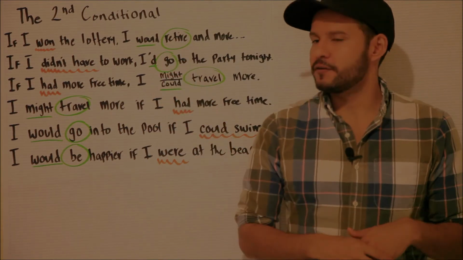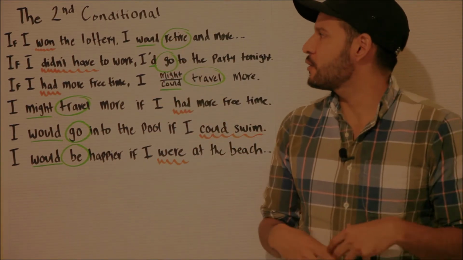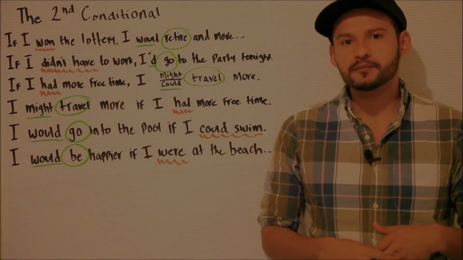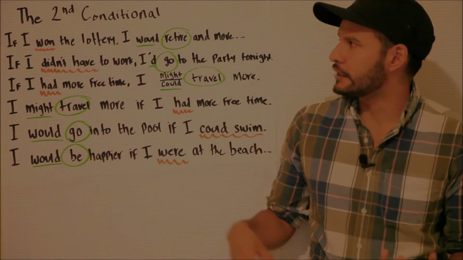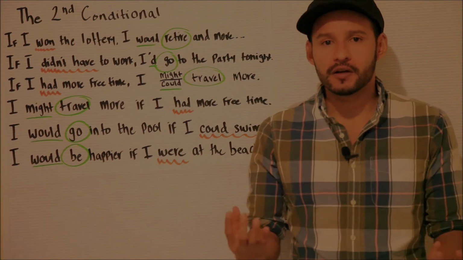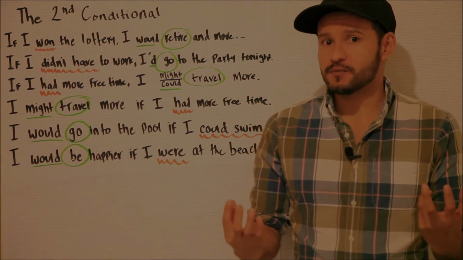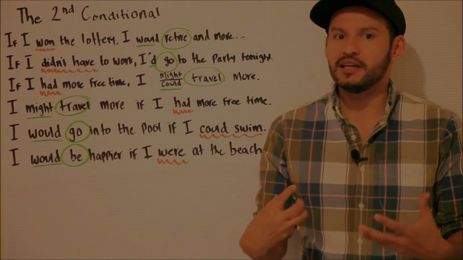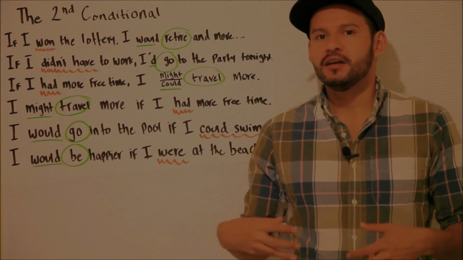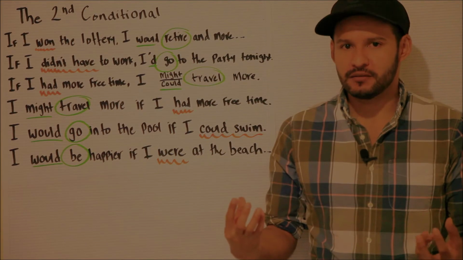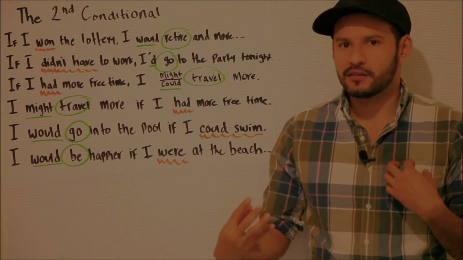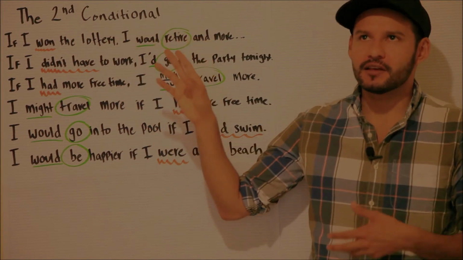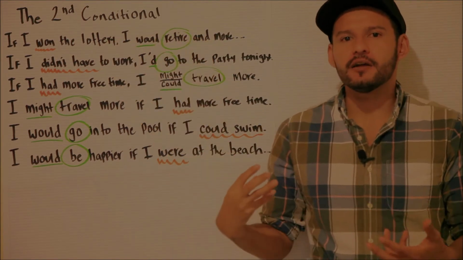So you have the first sentence, and it says, if I won the lottery, I would retire and move to Costa Rica. Okay, so technically it is possible that I could win the lottery, but it's a very small possibility. Statistically speaking, it's almost impossible that even if I play the lottery every day, I will actually win. So I don't actually think that I'm going to win the lottery, and as a result, I don't actually think that I'm going to be able to retire and move to Costa Rica.